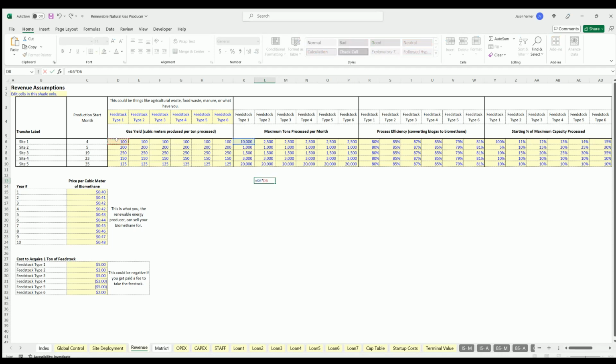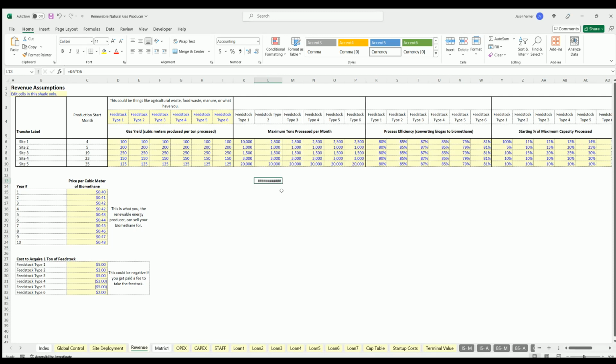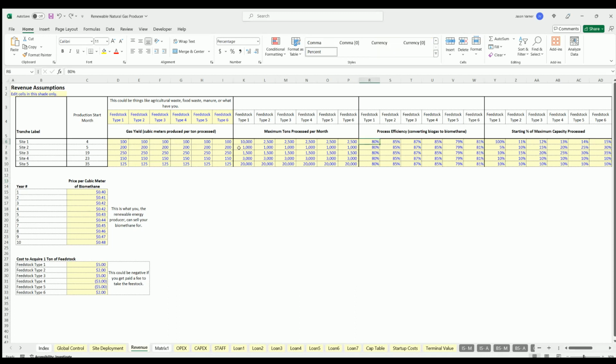Let me see, a million, right? And then you also have this thing called process efficiency, which is the gas yield without assuming 100% efficiency, because sometimes as you're converting this to biomethane, you're going to lose some things and it's not going to be 100% pure. So we're saying the process efficiency here, converting the biogas to biomethane. If it's 80%, then you're going to only produce 800,000 cubic meters of sellable biomethane from 10,000 tons, assuming 100 cubic meters yield per ton. So that's what these 3 sections do to get you the actual biomethane you're producing.